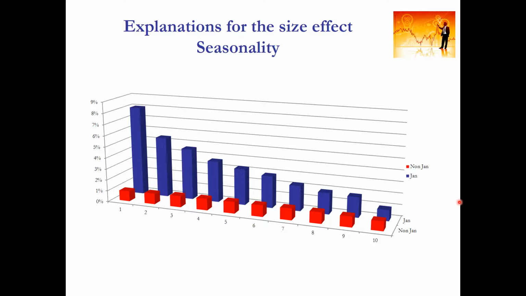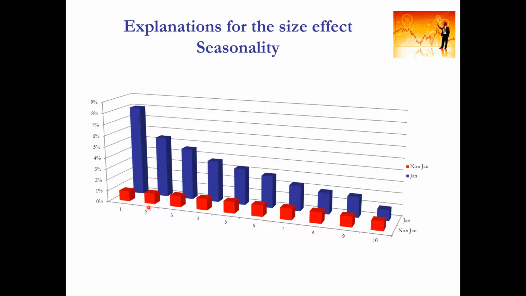So if we look at returns of the size effect in January versus non-January months in decile portfolios in the US market, here is the evidence we have. You can see the red bars that show the monthly return of different decile portfolios during the non-January period, and the blue bars are the decile returns of the January months.